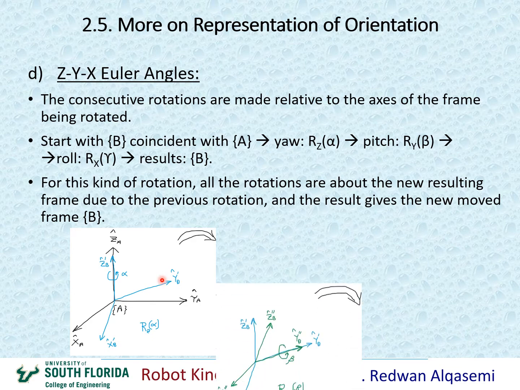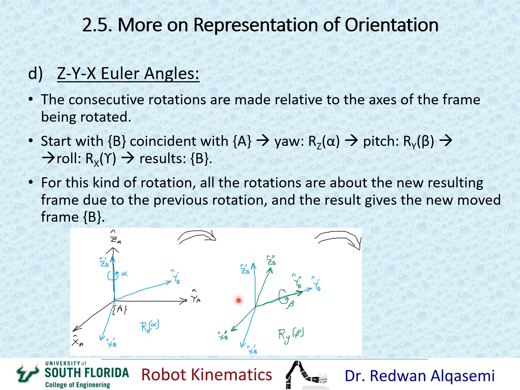Now the next step is to do a rotation about Y. Which Y? Remember, in the fixed angles, we did the rotation about the original Y. In here, we're going to do the rotation about the new Y. This is the new Y, the one you see in blue, the YB prime. When we do the rotation about the new Y, ZB and XB move to some new location, XB double prime, which is what you see here in the blue line.